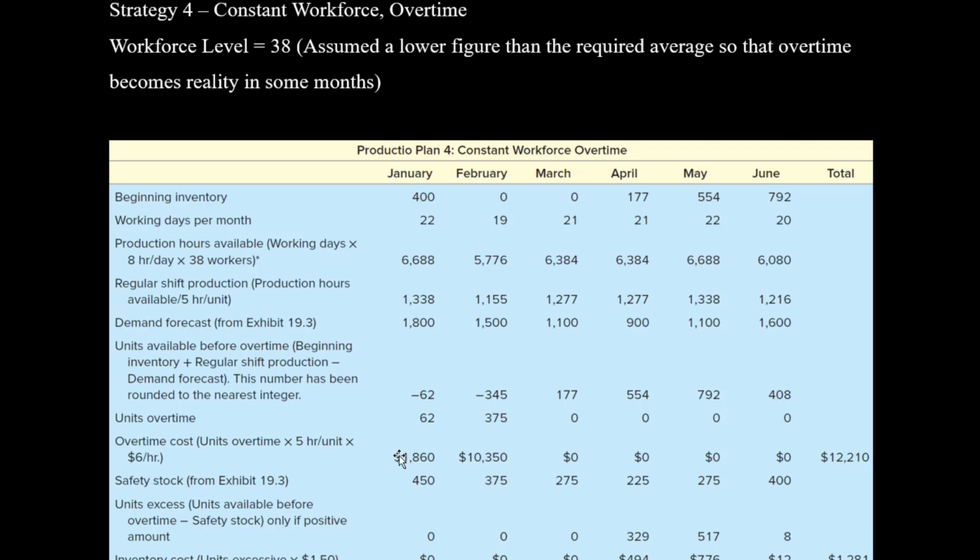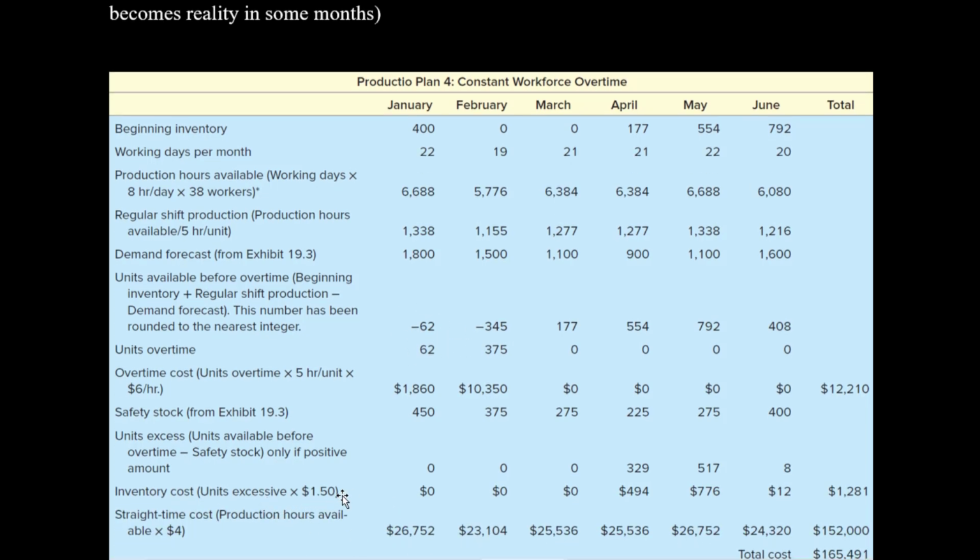So units overtime into 5 hours into 6 hours, because the cost is 1.5 times 6 hours. So 1860 will be the total overtime which we need to pay. Safety stock is 450, but basically we will not be having any safety stock because we are producing on overtime. So there will be no inventory cost, only the overtime cost and the straight time cost. Same is the situation here.